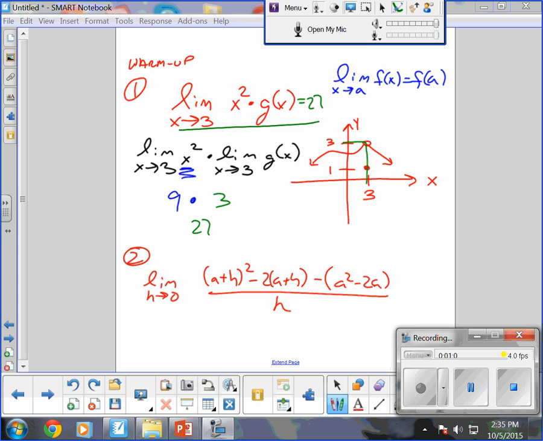On our homework, we would write out the limit, including that notation, right? We don't just write the number 27. We write all the notation.